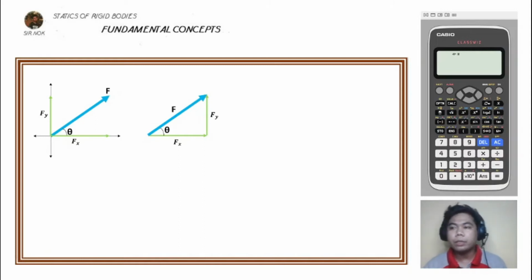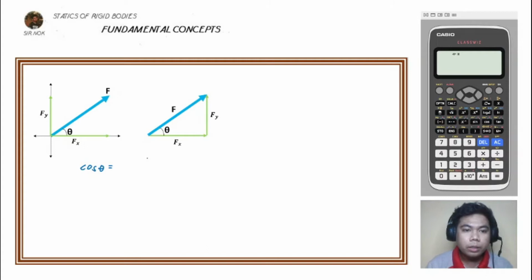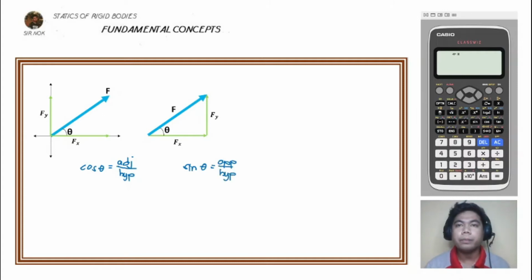To compute the magnitude of the components, we are going to use cosine theta is equal to adjacent over hypotenuse, and sine theta is equal to opposite over hypotenuse. For cosine theta, equal to adjacent over hypotenuse, from the given right triangle, the adjacent side is the x component.